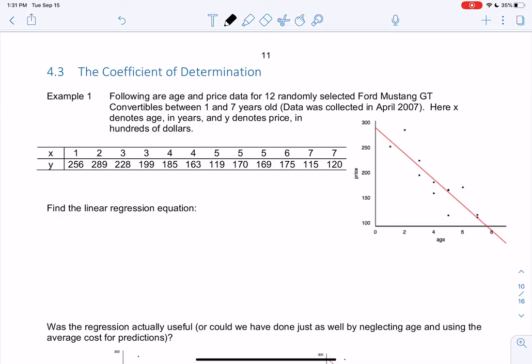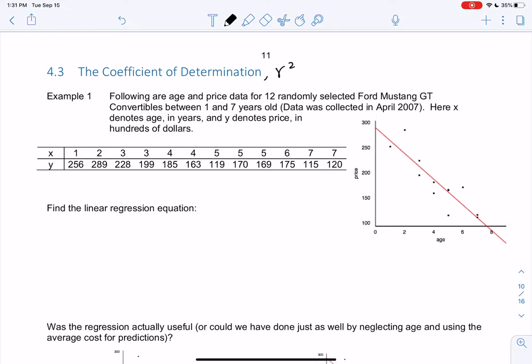All right, in 4.3, we're going to look at this thing called the coefficient of determination. It's this thing called r squared, which you may or may not have seen on your calculator so far. This section is going to tell us how good our lines are, not just what the line is. So let's look at Ford Mustangs.